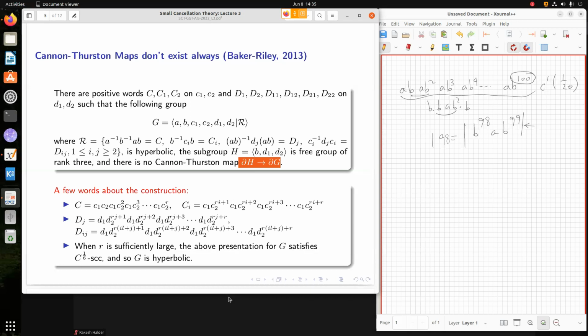And to show that G is hyperbolic, they are again here, I'm sorry, there's a misprint. This would be C prime 1/6 SCC, small cancellation condition. So this is a typo.